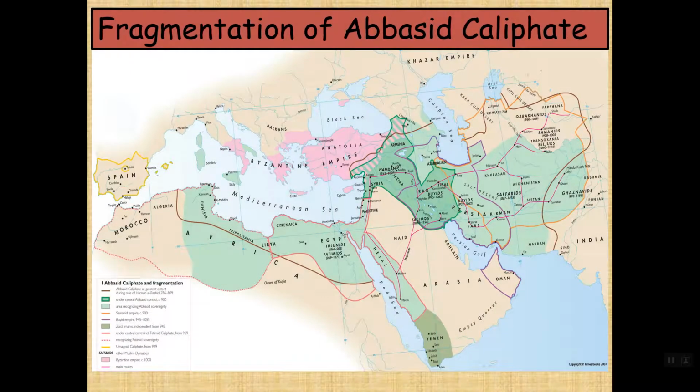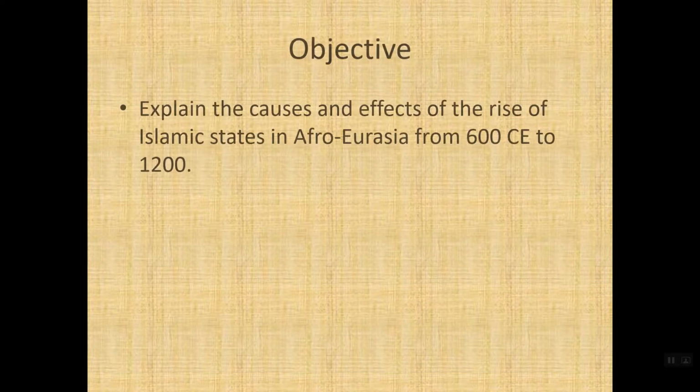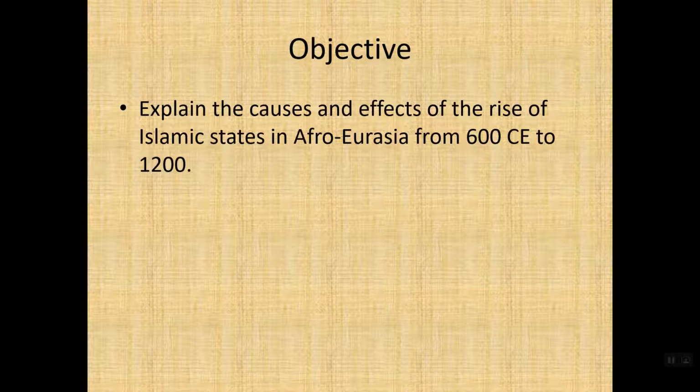All right. So, yesterday we left off at the fragmentation of the Abbassids and their downfall, that they needed help from some slaves because they couldn't enslave people that were Muslims, right? So today we're going to talk about that. So the objective is explaining the causes and effects of the rise of Islamic states. The Islamic states we're going to talk about in particular is the rise of the Turkish states.